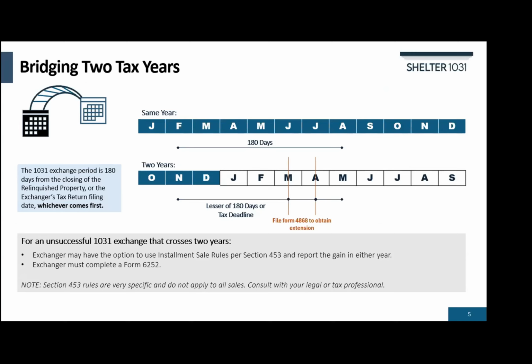In other words, the more accurate way to describe the rule is that your 1031 exchange period is either 180 days from the closing of your relinquished property or your tax return filing deadline, whichever comes first. Depending on the ownership structure of your property, your tax return deadline without an extension could even be in March or April.